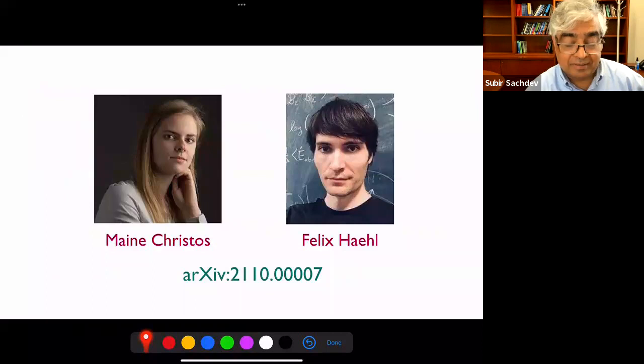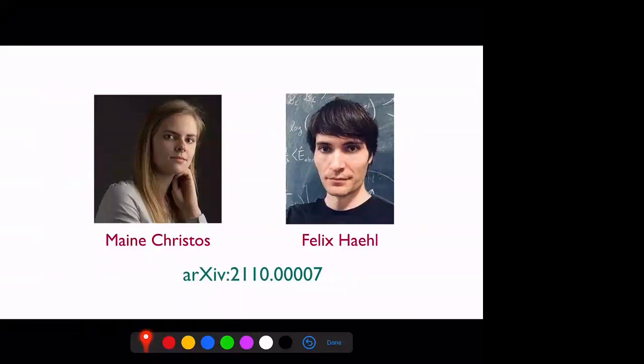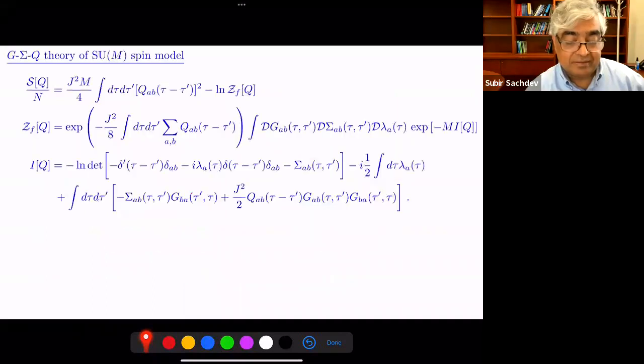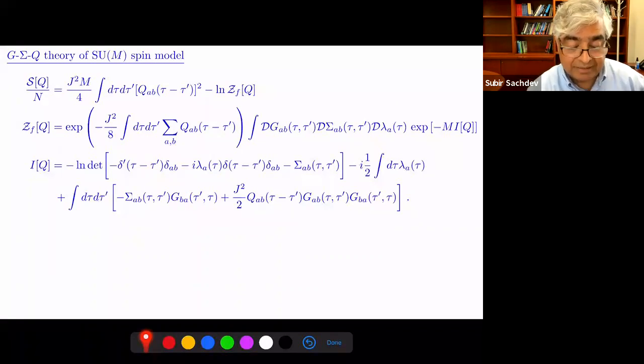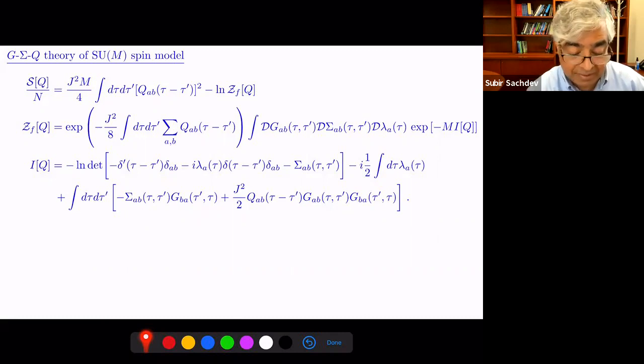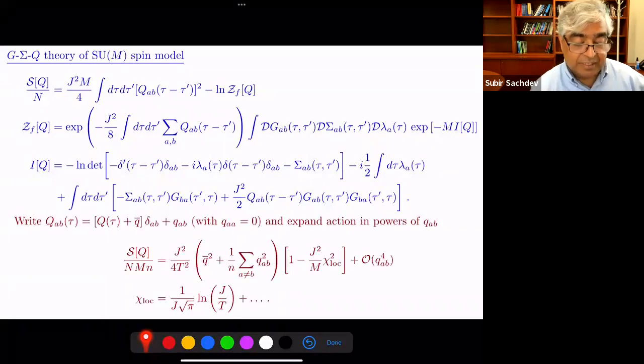So this is the work we've done recently with Main and Felix, and so this is the theory I wrote down earlier. Forgive the complexity, but really it's just the same bag of tricks that we started with in the Edwards-Anderson model, except generalized to things that depend on time. And so what we do is we take this QAB, which in the large M limit was just Q of tau, and then we perturb it a little bit because we believe the spin glass order is weak.